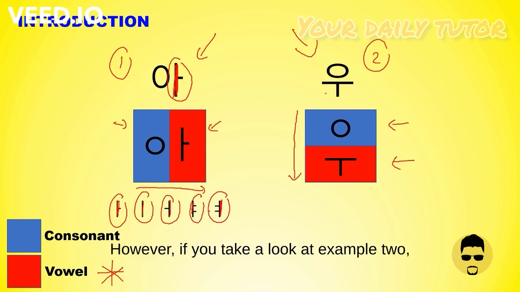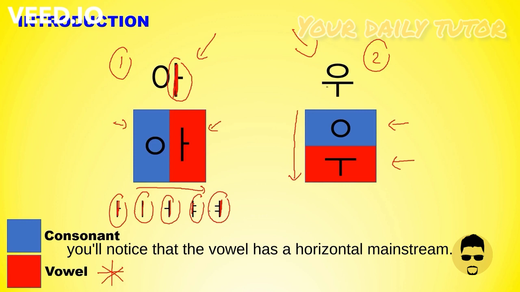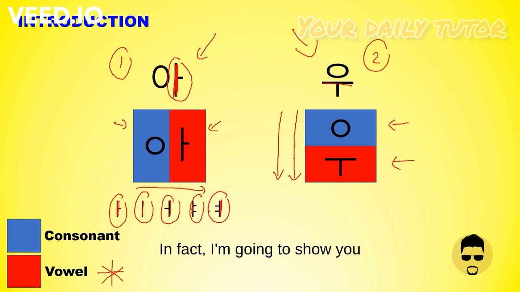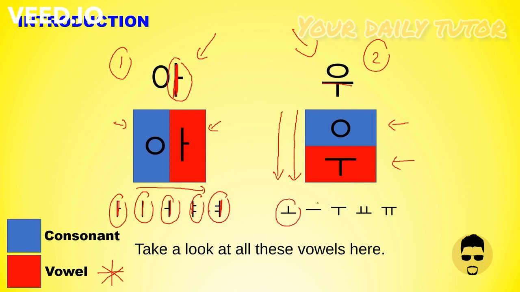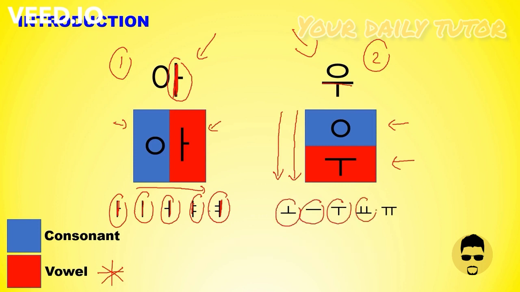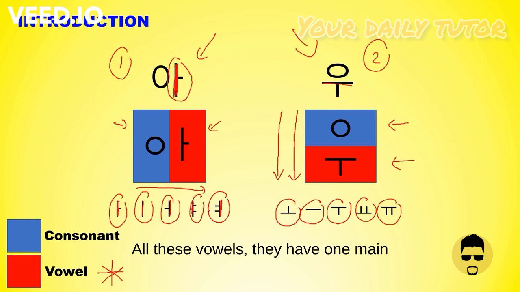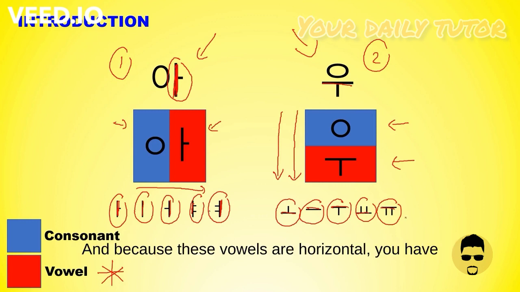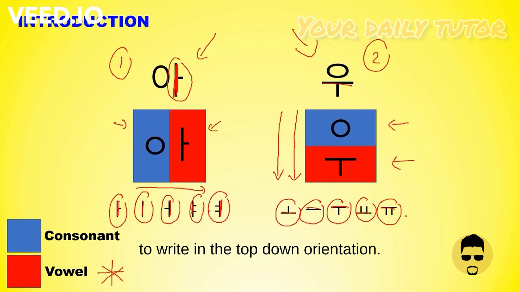However, if you take a look at example 2, you'll notice that the vowel has a horizontal main stem. And since the vowel has a horizontal main stem, you will have to write your character in a top-down orientation. In fact, I'm going to show you the other vowels with horizontal main stems. Take a look at all these vowels here. All these vowels, they have one main stroke or one main stem that is horizontal. And because these vowels are horizontal, you have to write in the top-down orientation.